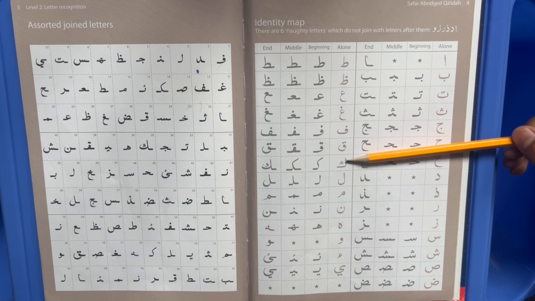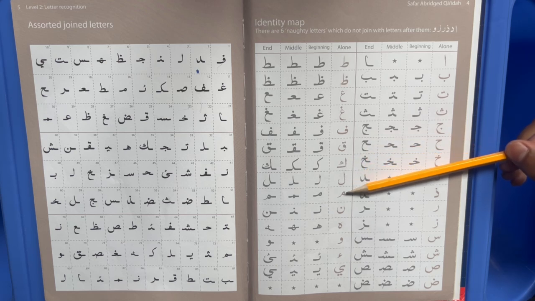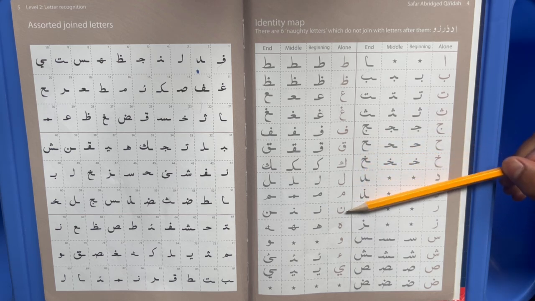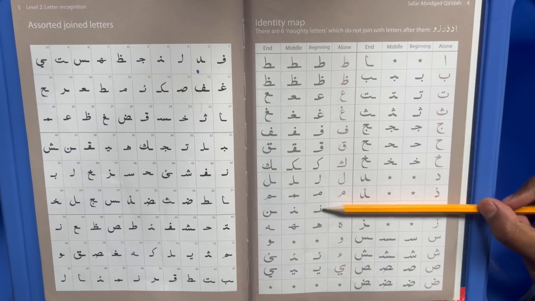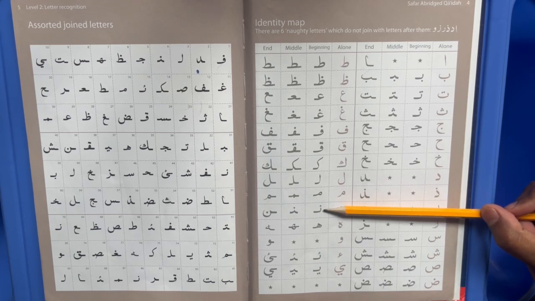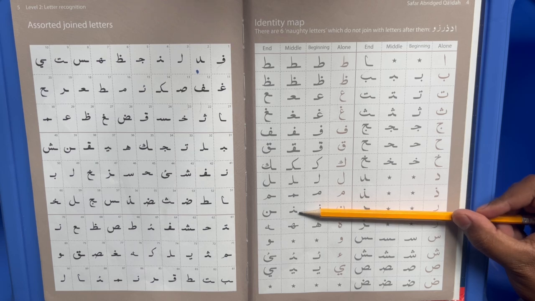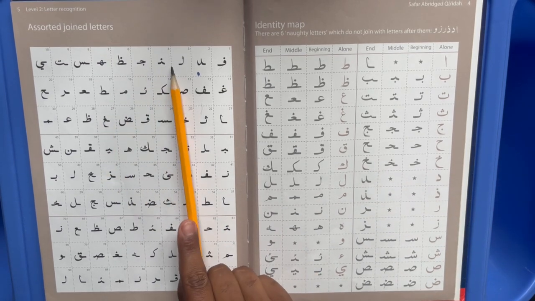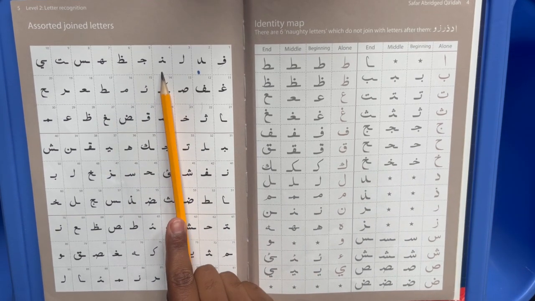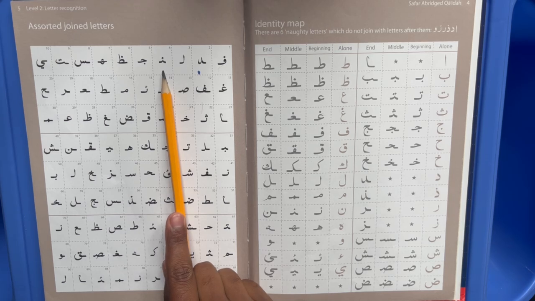And when we finally come across, we have the letter noon. So is it noon at the beginning? No, it's not, because the shape is different. If we move across, we'll see that this noon, which is in the middle, is the exact same as the one here. So this would be read as noon in the middle.